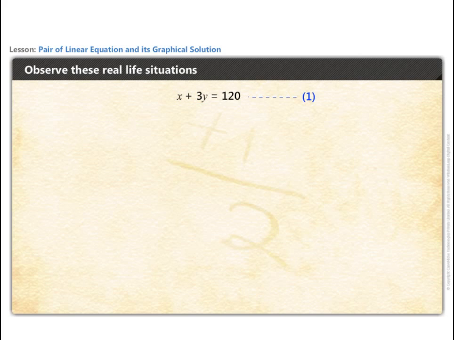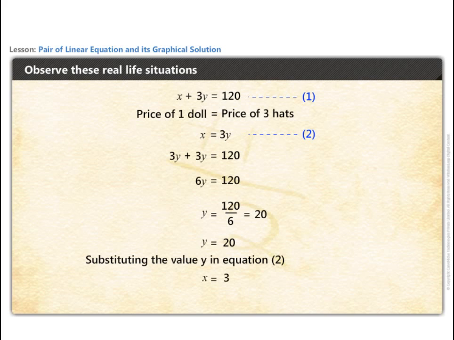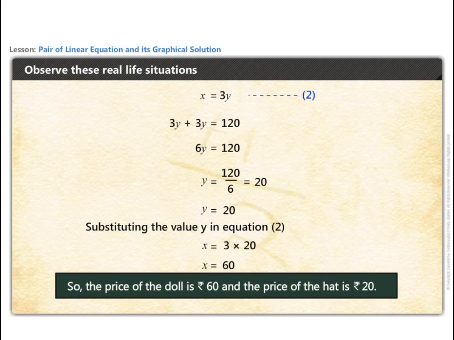If we get another fact that the price of the doll is equal to the price Alice paid for 3 hats, this can be represented as x is equal to 3y. Consider this as equation 2. Now, substituting equation 2 in 1, we get 3y plus 3y is equal to 120, or 6y is equal to 120, or y is equal to 20. Substituting the value of y in equation 2, we get x is equal to 3 into 20, that is equal to 60. So, the price of the doll is ₹60 and the price of the hat is ₹20.